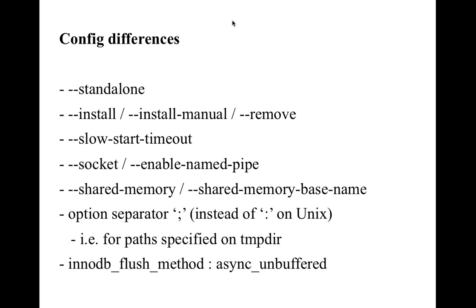The shared memory options are also Windows only. It's similar to the socket one. It's another way of communicating with the database, and you just need to put the shared memory base name, and that's it. Then the option separator is, at least in some cases, a semicolon, while on Unix it is the colon. So for example, I put there the temporary directory; instead of separating multiple paths with the colon, you use the semicolon. This is also, I think, similar to the classpath in Java or things like that.